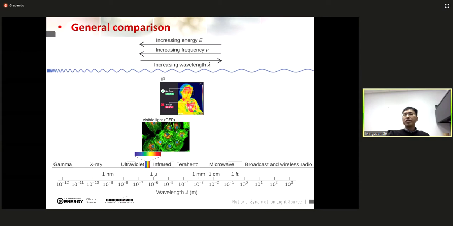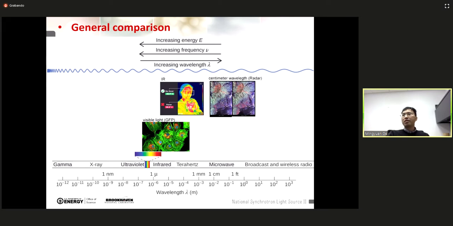Like the center image, this is a green gene using visible light. We can see all the details about the cells. We can also use IR, the infrared wavelengths, to look at the thermal profile of an object. Right now it's very powerful and useful in this COVID-19 period, so we can detect the temperature of people. Also, we can use radar, with centimeter wavelengths, to look at the landscape of our Earth and all the architecture.